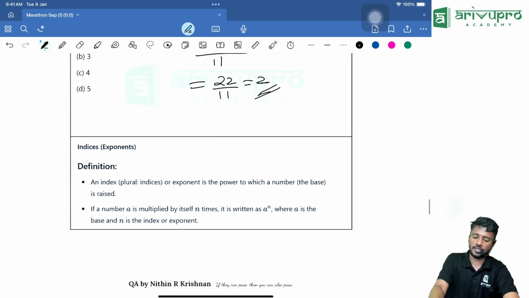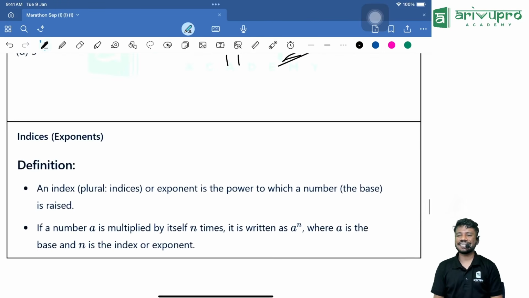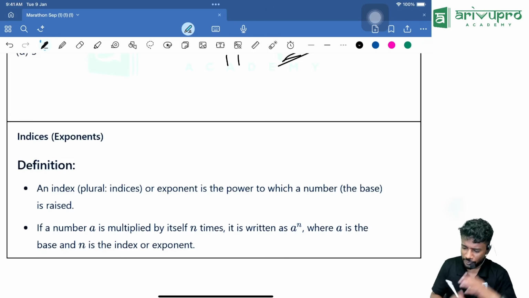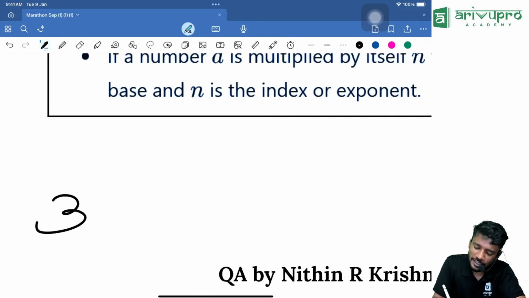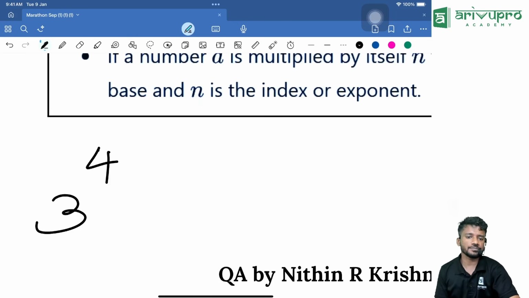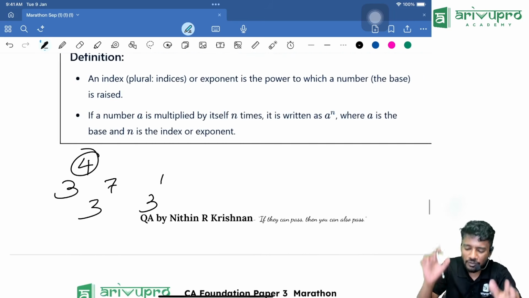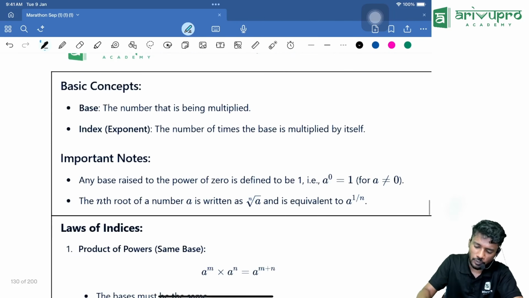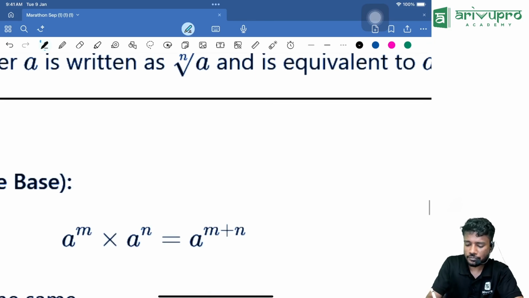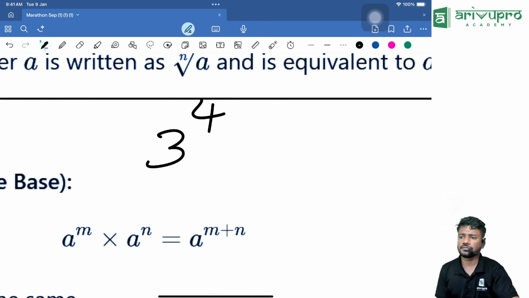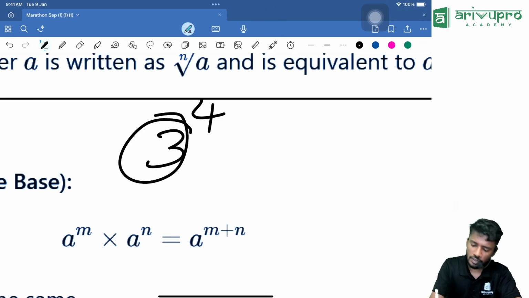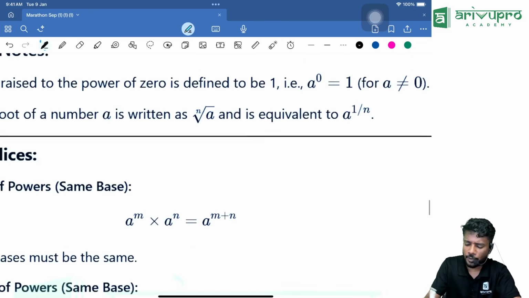Perfect? Yes. Now the next one, indices. Indices or index, what do you mean by that? Power. Till now we were doing that, but we never spoke about index. What is the index of this? 4. What is the index of this? 1. So power is called index. Now, what is the base of this? 3. 3 is the base. What is the index of this? 4. Yes. Now some of the properties.